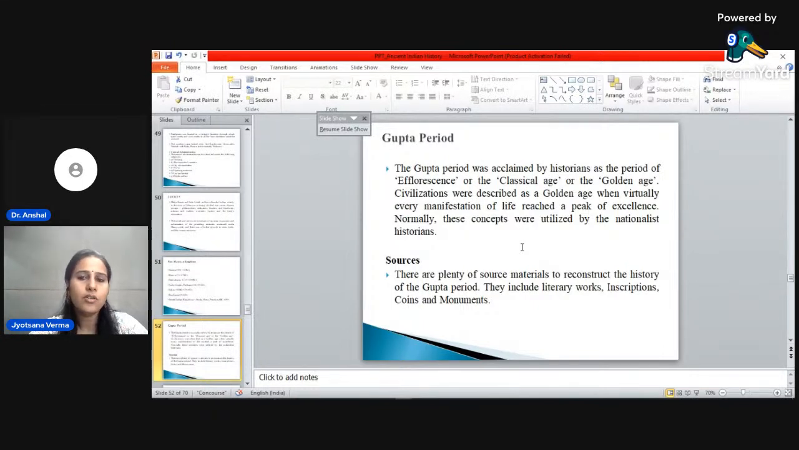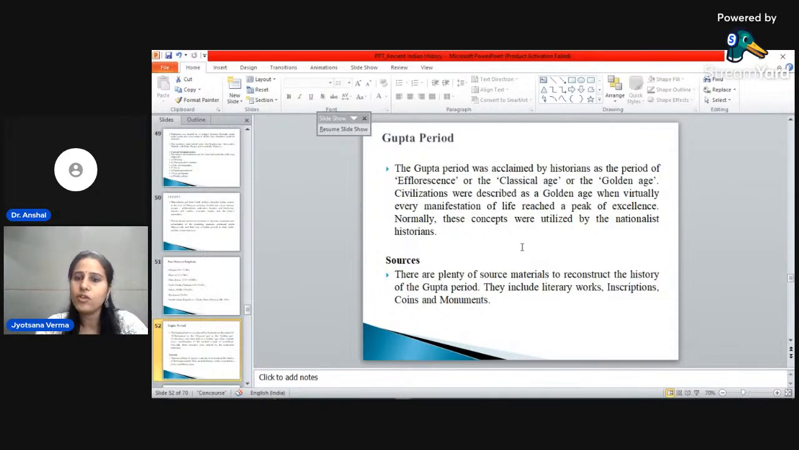But another school of thought, the Marxists, says that the Gupta period is not the golden period of history. Social conditions were very poor, and the condition of women was also very poor. One of the evidences related to the sati system also comes from the Gupta period, the time period of 510, and this comes from Eran. So the sati system was also there.